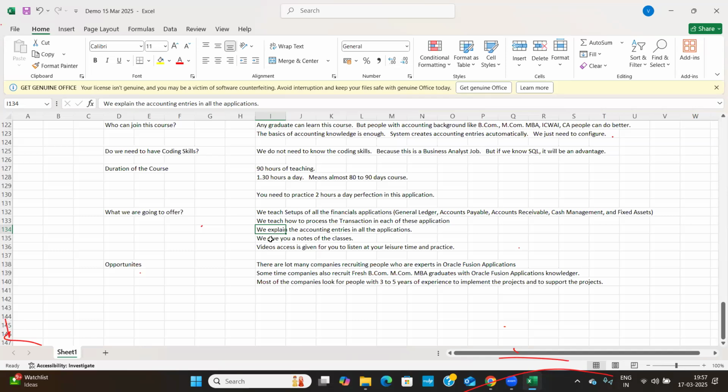And we give you the notes. You don't need to record the notes. When you are listening to my classes, you do not need to use a book. You don't need to put anything on paper. You just listen to my lecture, just go through the navigations as I take you through the application, how to make the setups, how to process the transactions.